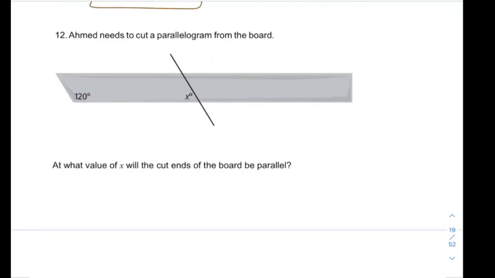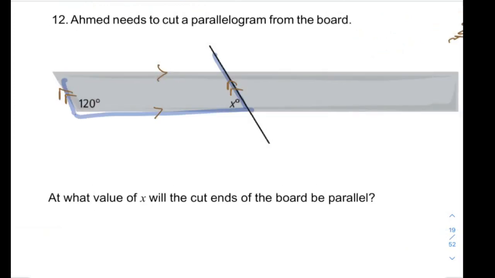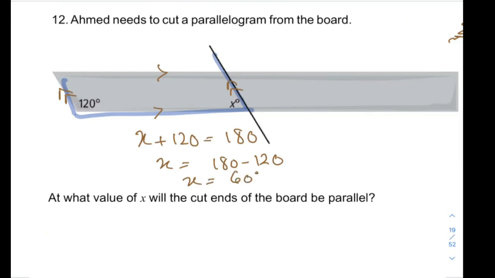Ahmed needs to cut a parallelogram. A parallelogram is this shape, polygon. We have two pairs of parallel segments or parallel lines, and that means this is parallel to that, and this side is parallel to this. Hence, we can use the consecutive interior angles as we are now familiar with. Find the value of x, then x plus 120 should equal 180. So x is 180 minus 120, which is 60. This is the answer, 60 degrees.